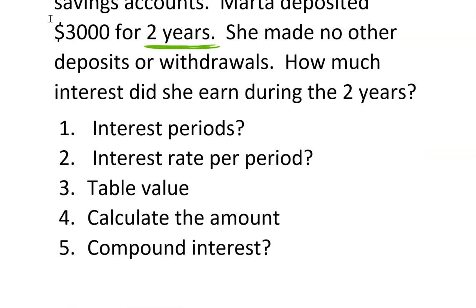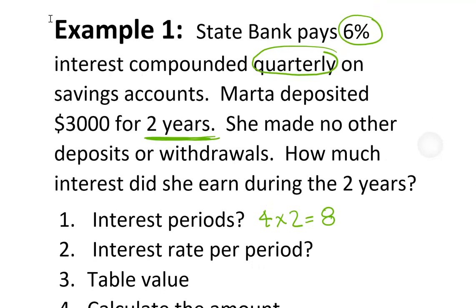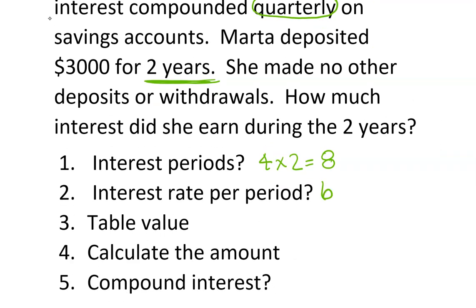So the first thing we want to do is figure out how many interest periods there are. We have quarterly, which is 4, for 2 years, so we have 8. Like I said before, we have 4 the first year, 4 the second year, which would be 8. The interest rate per period: the interest for the whole year is 6%, and we want to divide that by 4, so we have 1.5% per interest period.